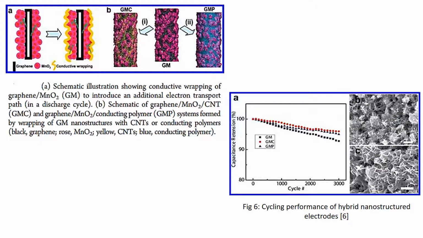Comparison of cycling performance for three hybrid systems is shown here, showing capacitance retention of 93%, 96% and 95% after 3000 cycles of charging and discharging at a current density of 1 milliampere per square centimeter for GM, GMC and GMP respectively.